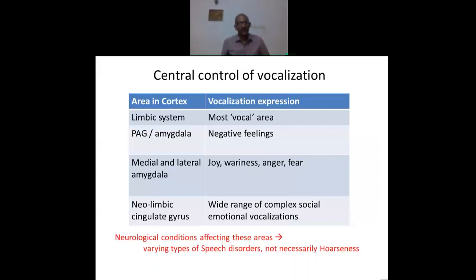So the thing in red, associated applied physiology, that is neurological conditions affecting these areas, you would have varying types of speech disorders, not necessarily hoarseness. This is something I will be repeating again and again: when you say hoarseness, we think of dysphonia, which is essentially a problem in our larynx, the voice box. But when you say speech disorders, that's an entirely huge spectrum of which hoarseness is one part. So any problem in these areas, any neurological conditions, you have different types of speech disorders.